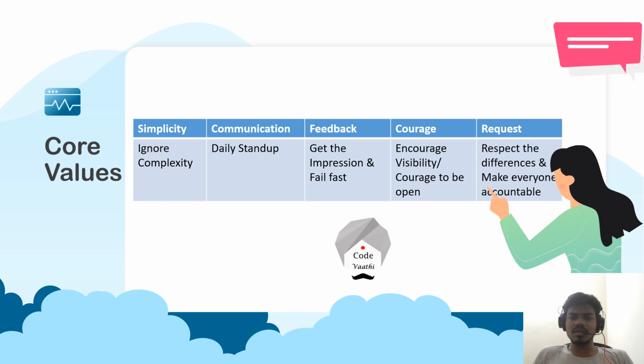Courage basically encourages people to show visibility across the code and across the development area, so that everything is known by everyone, which reduces people dependency but encourages a lot of collaboration. Of course, it has both positive and negative impacts as well. Respect basically tries to bring people together and make everyone accountable.